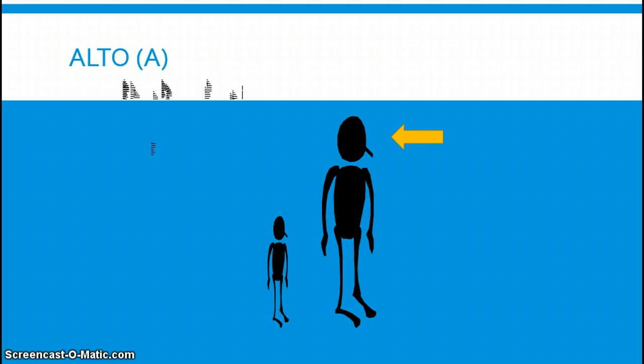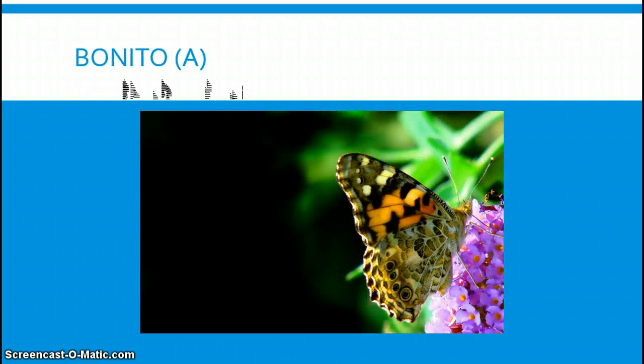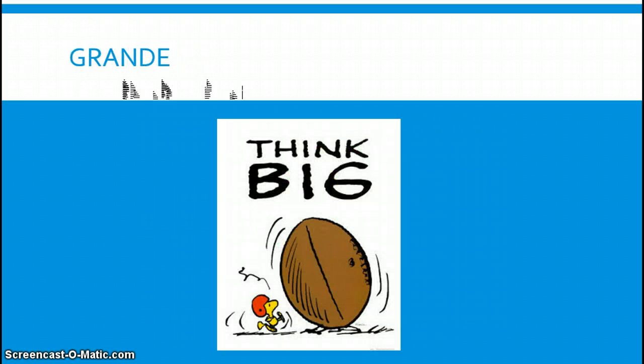Alto, alta, significa tall. Bajo, baja, significa short. Bonito o bonita significa pretty. Remember, once again, all of the endings on this are going to tell me whether I'm describing something that's masculine or feminine. We're going to learn more about that in la gramática. Grande. Grande significa big. Remember, grande is one of the ones that's neutral. I can describe anything masculine or feminine as grande when it ends in E.